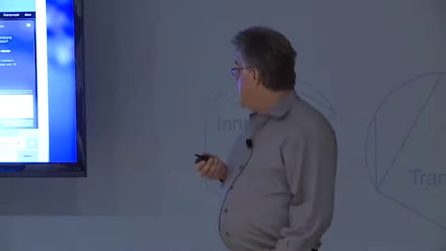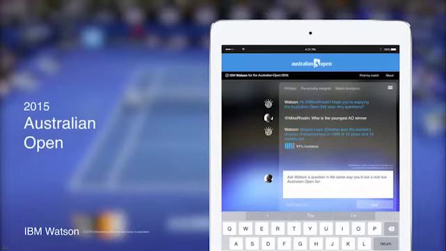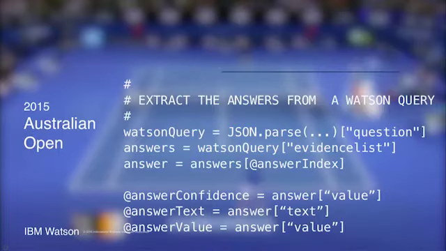As an example of the kind of application that's pretty easy to build, this was something we built for the Australian Open earlier this year. We trained the system to know about tennis players and about the Open, and the idea was to give an application to people who attended the Open, so they could learn about the players and the history of the event. And as I said, there was some Ruby code in here.